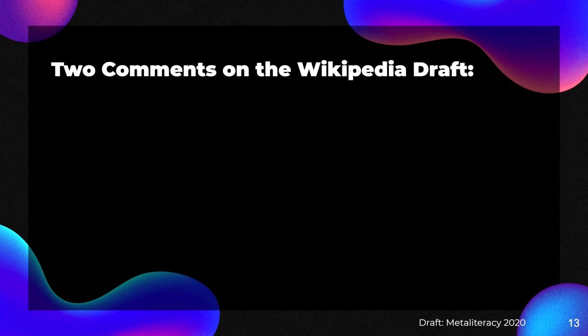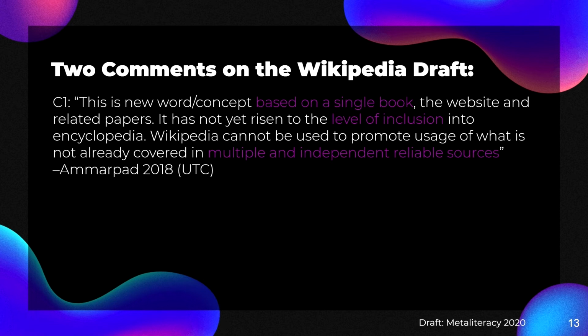Now we want to look further into why the Wikipedia entry on metaliteracy hasn't been published yet. There were 2 comments. The first comment was made in 2018, and it was basically saying that the new word or concept of metaliteracy is based on a single book and that it has not yet risen to the level of inclusion into an encyclopedia. It also said that it has to be covered in multiple, independent, reliable sources. So that was the first time that the draft was published to Wikipedia, and it was rejected.